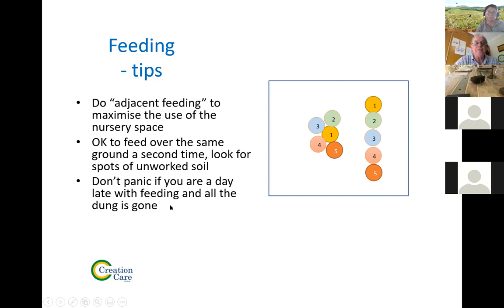And don't panic if you're a day late with feeding and all the dung is gone. If you think about these beetles, we just said they had 4 or 5 months in diapause. Yeah, the whole system is shutting down. But I've done starvation trials, and with both vaca and bubalis, storing them at room temperature at 25 degrees, which it wouldn't be in the soil.